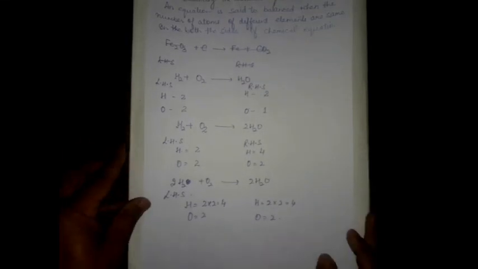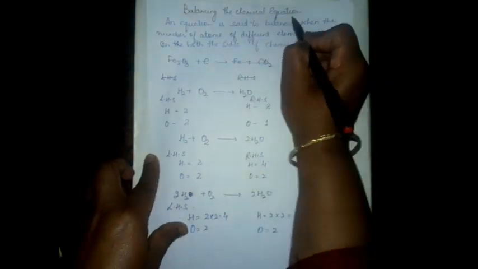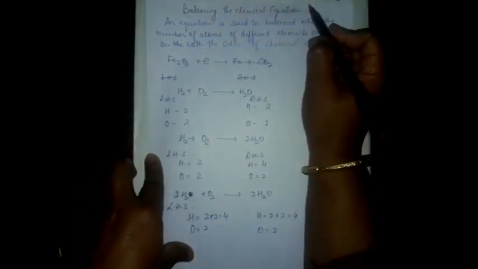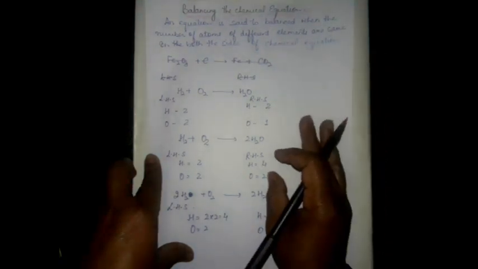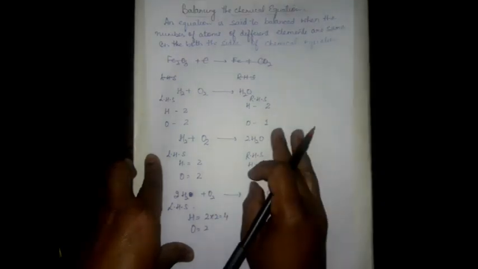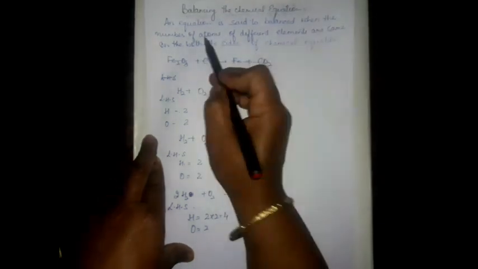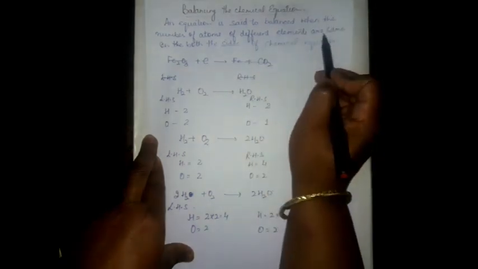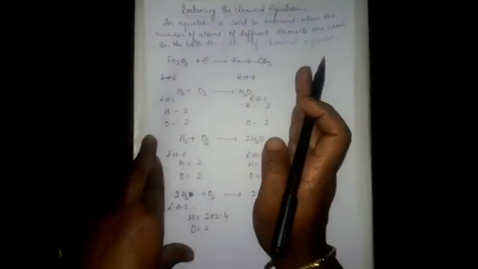Now I will tell you about the balancing of chemical equations, how we are going to balance the chemical equation. This is very important, and in the exam you get questions about balancing chemical reactions. Now how can you balance the chemical equation? An equation is said to be balanced when the number of atoms of different elements are the same on both sides of the chemical equation. It means that the reactants should be equal to the products.